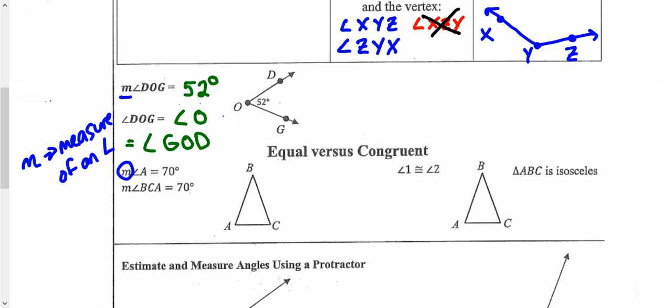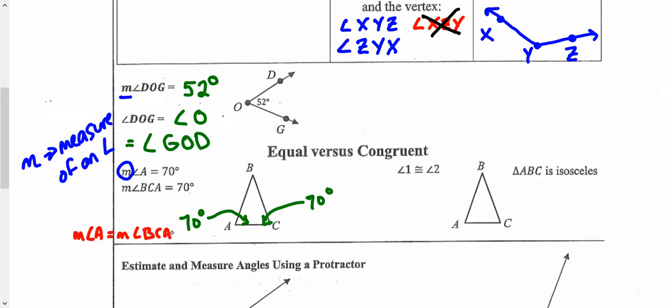Now, because this figure is pretty small, I'm going to go ahead and draw a little arrow right there. I'm going to put 70 degrees right in there. And then it says BCA, so C is the vertex, so that's going to put it right there. That says it's also 70 degrees. So then you can say that the measure of angle A is equal to the measure of angle BCA.